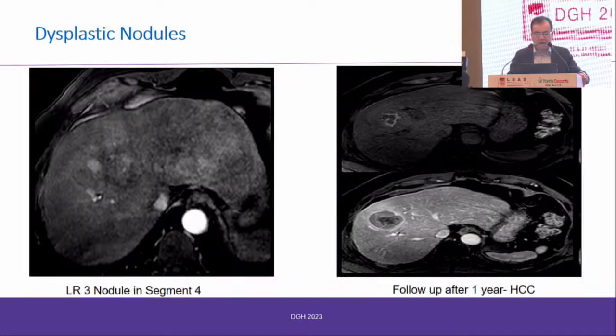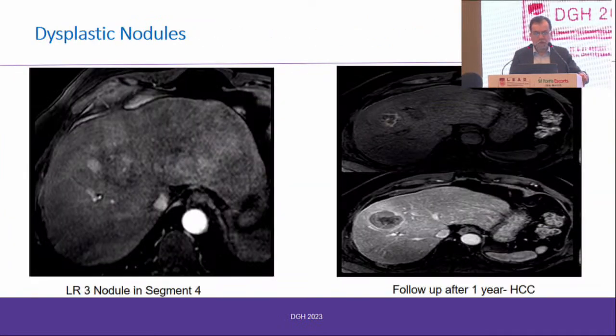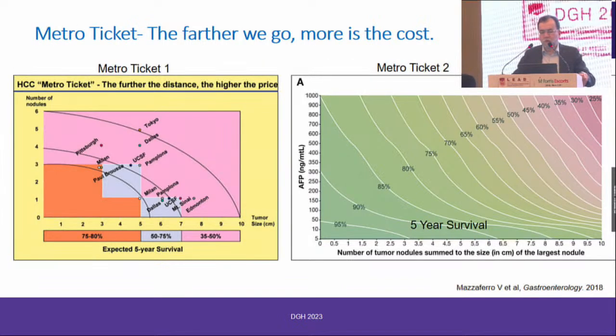In the Milan criteria, it's not specified. So you can see here again, dysplastic nodule, which after 1 year of follow-up has turned into a full-fledged HCC. At the same time, we know that the more you are liberal with your selection criteria, more the cost is going to be.